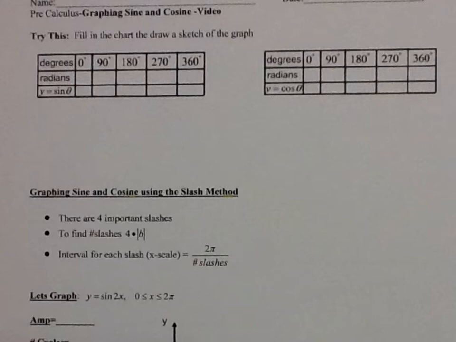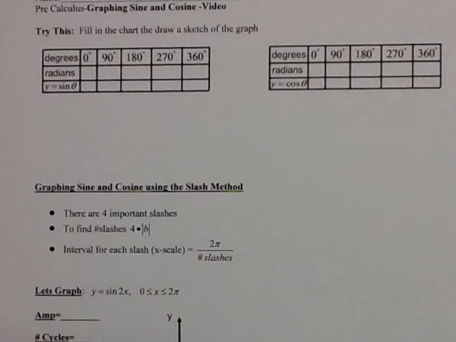Okay, so we have, I want to change my degrees to radians. So 0 degrees is 0 radians. 90 degrees is pi over 2. 180 degrees is pi. 270 degrees is 3 pi over 2. And 360 is 2 pi.